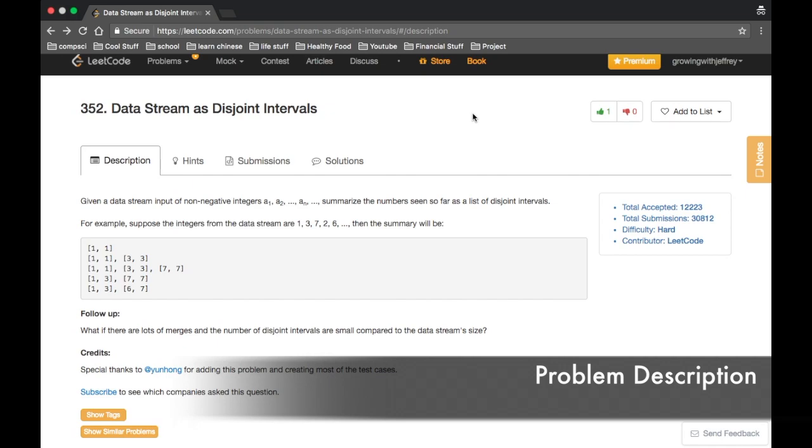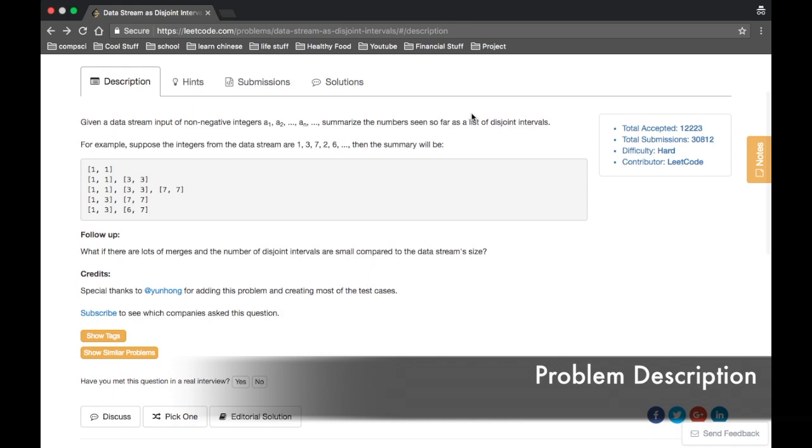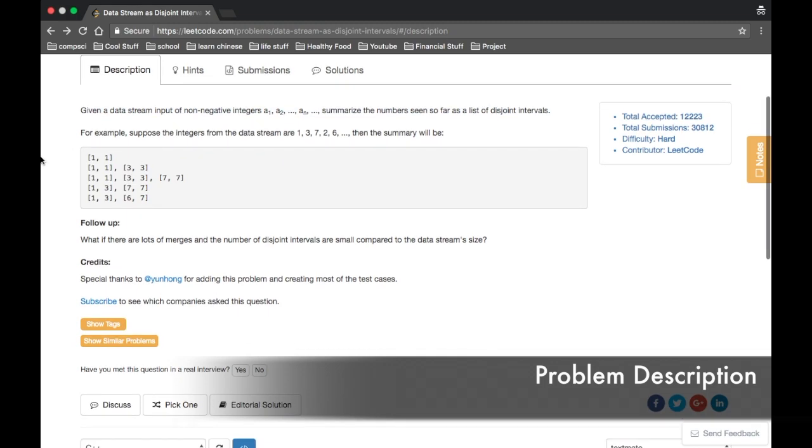So the problem is data stream as disjoint intervals. Basically you're given a data stream of non-negative integers, which is like 0 and all positive integers, and summarize the numbers seen so far as a list of disjoint intervals. It will make more sense with this example. So you get a data stream, right? Like you get one number at a time. The example they have is 1, 3, 7, 2, 6.